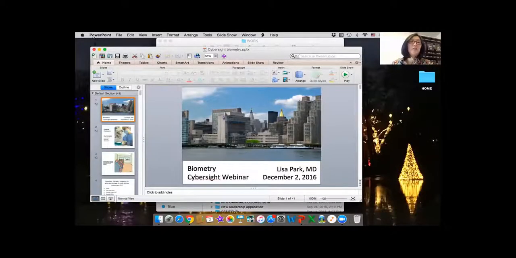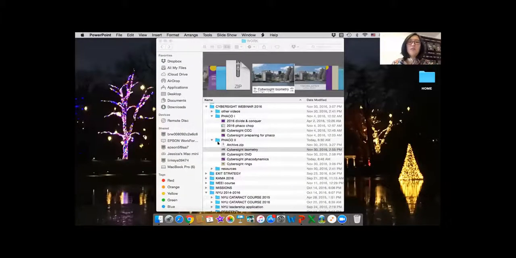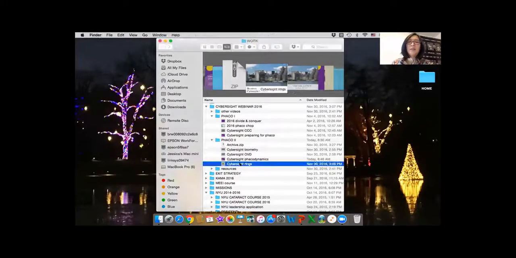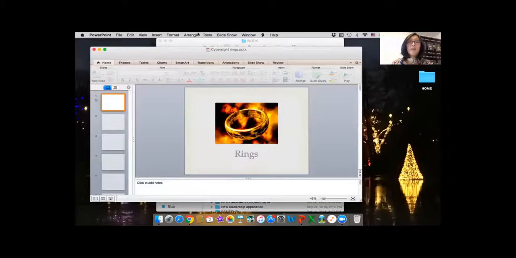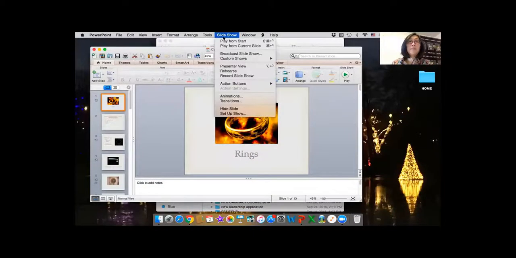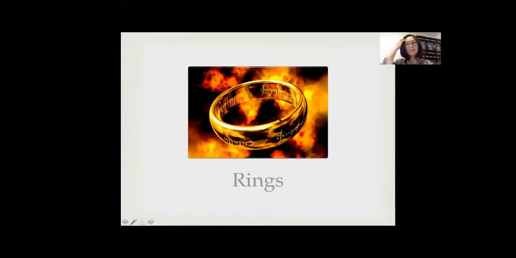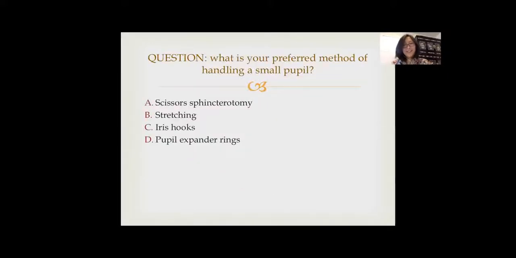So that's optical biometry and the importance of choosing your IOLs. And the last thing we'll talk about here is small pupils and use of rings. This is the ring from the movie and book Lord of the Rings. So I'm going to ask, what is your preferred method of handling a small pupil?